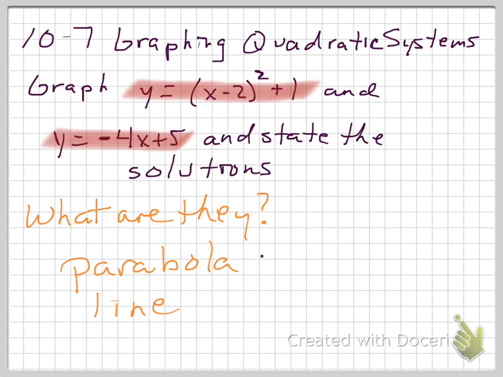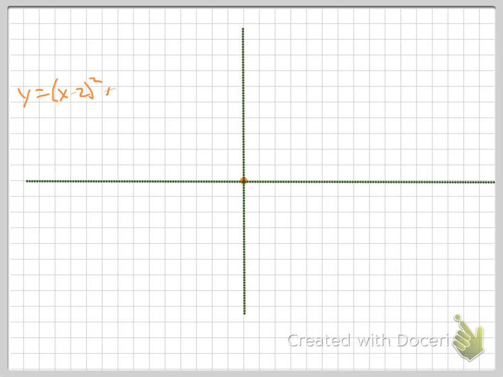Okay? We already know how to do all this. So the parabola has a vertex of 2, 1, and the A value is 1. So I know it's going up, and it's going to be a standard 1, 3, 5, 7. So from 2, 1, we go up 1, up 3, and I've got just enough room to go up 5.